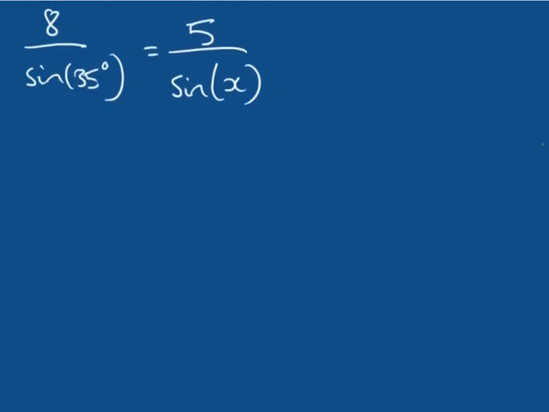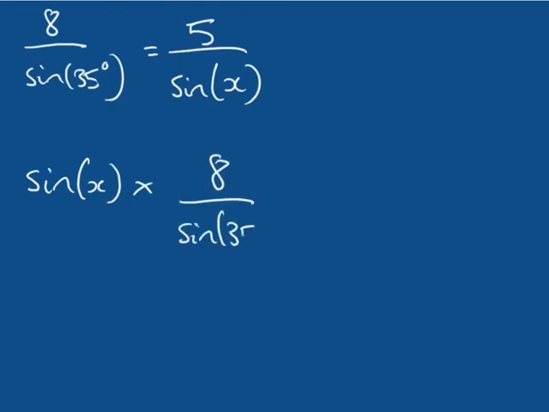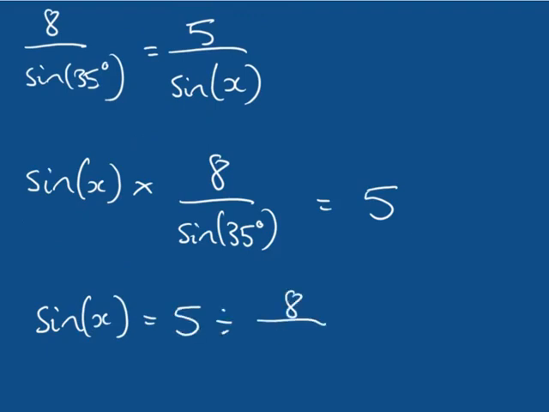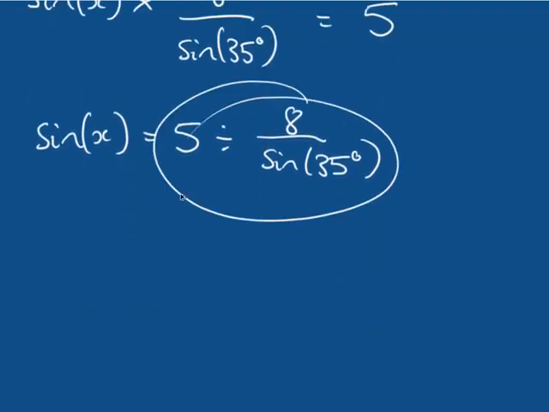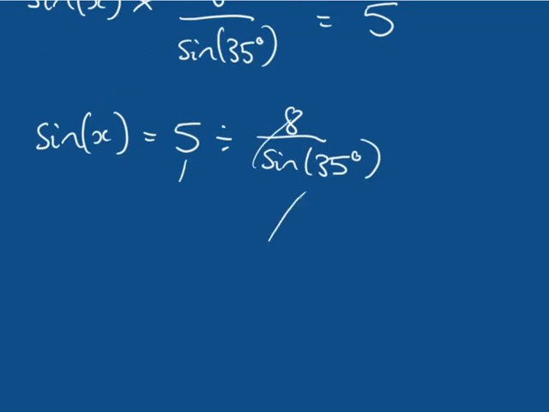Knowing this, we can rearrange to find x. If I multiply both sides by the sine of x, we get sine of x multiplied by 8 over the sine of 35 degrees is equal to 5. If I then divide both sides by 8 over the sine of 35 degrees, we get sine of x is equal to 5 divided by 8 over the sine of 35 degrees. Now, those of you who are familiar with divisions and fractions would know we could simplify this down further, but since all of these are known values, I'm simply going to use a calculator to get the value of the right-hand side, which will tell us the value of sine of our unknown angle.